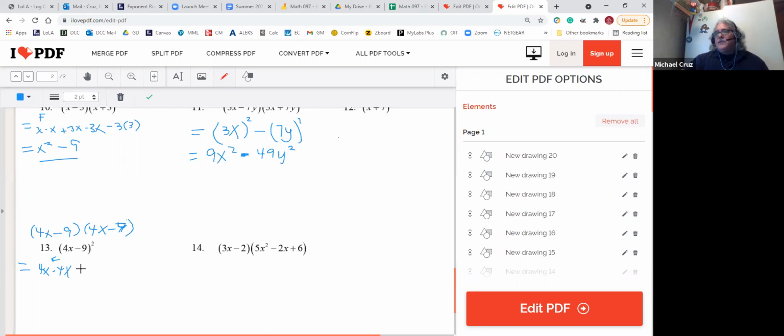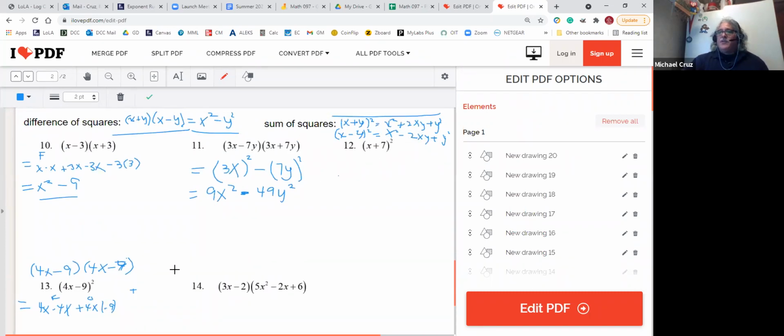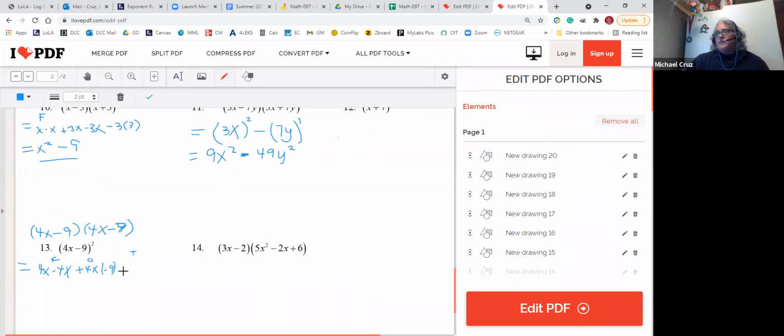The outside is that, and the inside is really the exact same thing. And that's why this works, because that's what that 2 represents. You're going to have 2 of these. And then the last is negative 9 times negative 9. So that's going to be 4 times 4 is 16.